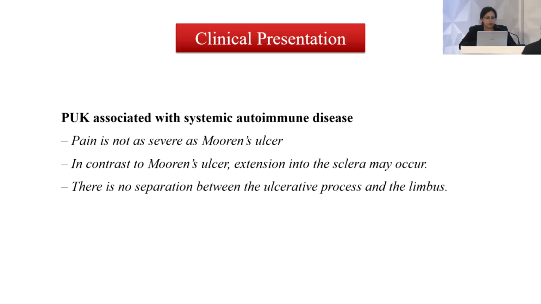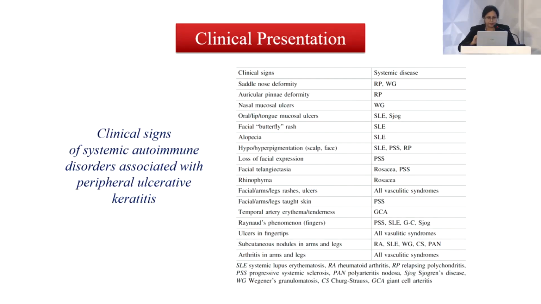In contrast to Mooren's, extension into the sclera may occur. Scleritis is more associated with underlying systemic disorders, and Mooren's characteristically has an absence of scleritis. There is no separation between the ulcerative process and the limbus. So during examination also you will have to keep on ruling out differentials. Infections, of course, will be associated with suppurative discharge. Then look for clinical signs of systemic autoimmune disorders associated with peripheral ulcerative keratitis. Again, a thorough systemic examination is essential.